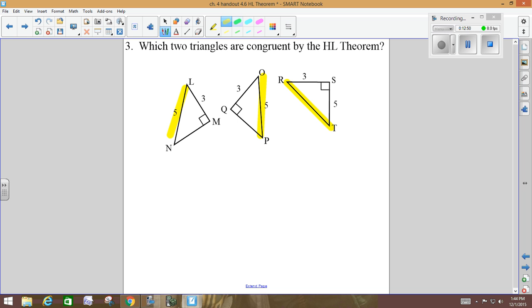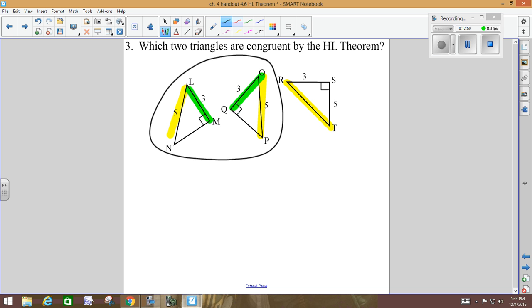Then you have to double check the legs. Here's a leg, here's a leg. Are they congruent? Yeah, because they're both a length of 3. So these 2 are congruent by the HL theorem.